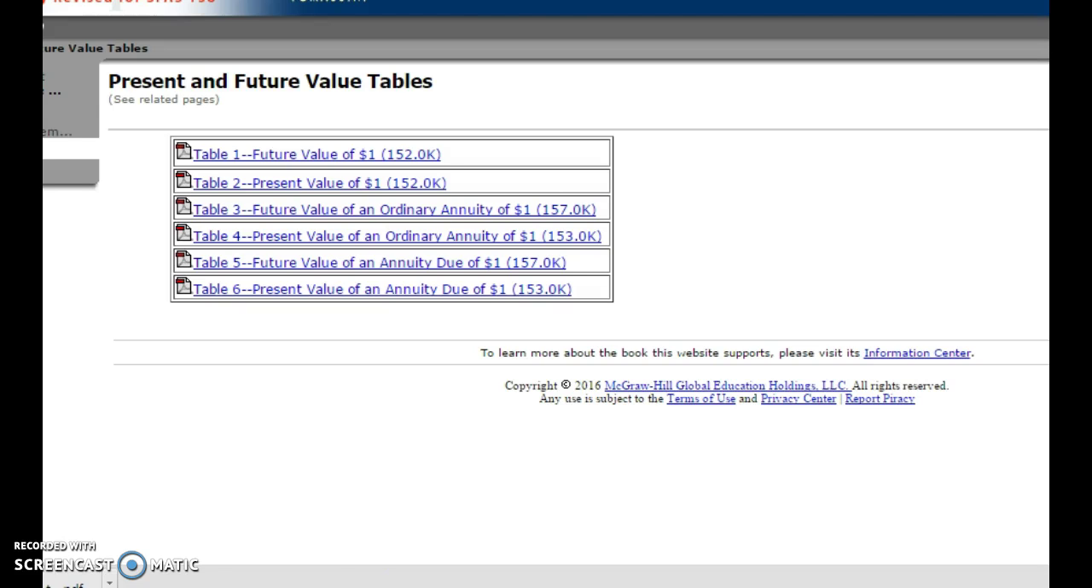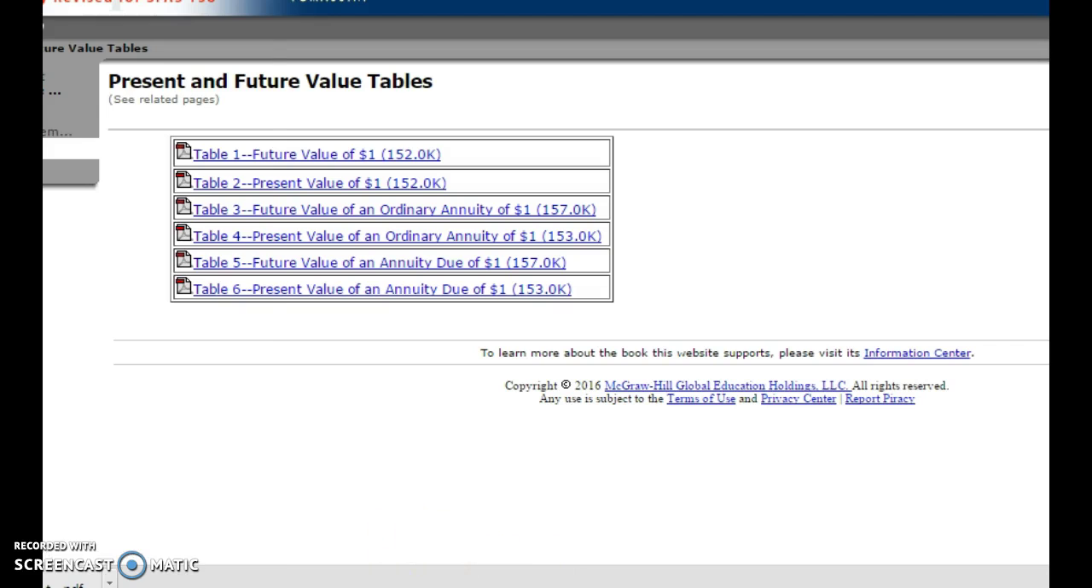So again, which table would you use? You would use the future value of an annuity because it's not a single amount. It's an annuity payment. So you can use these tables. All of them work the same way. You go across to the rate and go down to the number of periods. It's just very important to make sure you're on the right table.